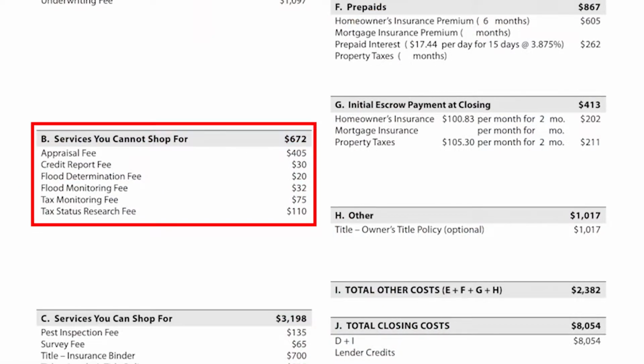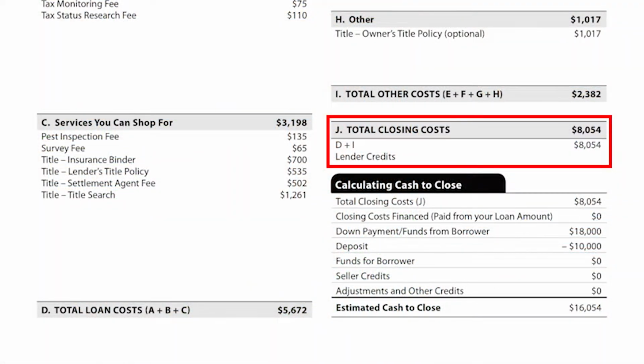The fourth section that you'll want to pay attention to are services you cannot shop for. Those are going to be things like the credit report, flood certification, the appraisal, and some additional scans that a lender may do on your loan. Keep in mind that these can vary a little bit lender to lender, but because they are standard industry services, the costs are going to be pretty much the same. Lastly, what you'll want to pay attention to are any lender credits. And that is going to be a credit that the lender is giving you based off of your interest rate or loan program.